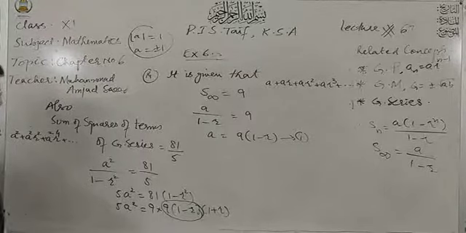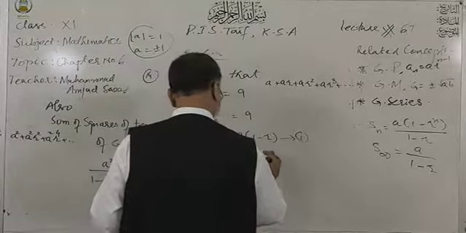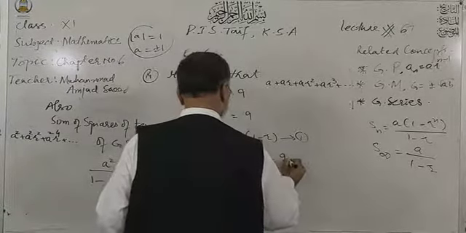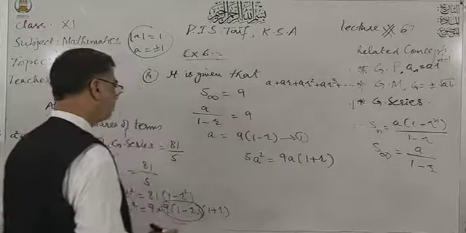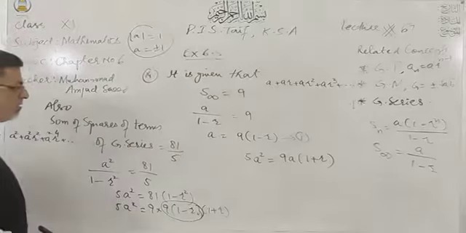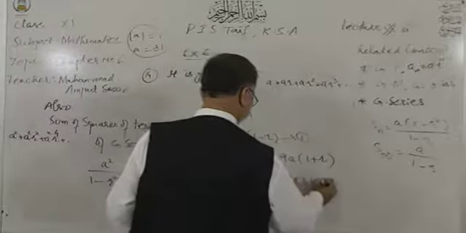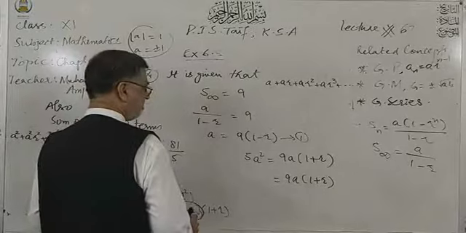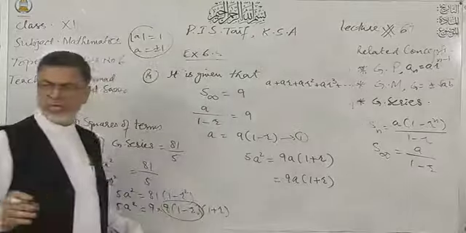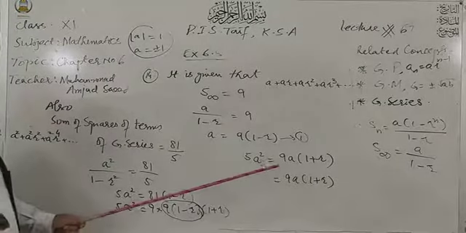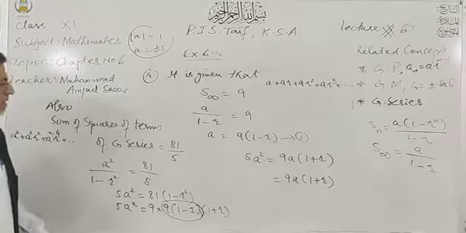So we will have 5a² = 9a(1 + r). Here it is 9a into (1 + r). And what will be the value of a²? Basically, we have to apply the values of a to find r. We have to make them a single variable.